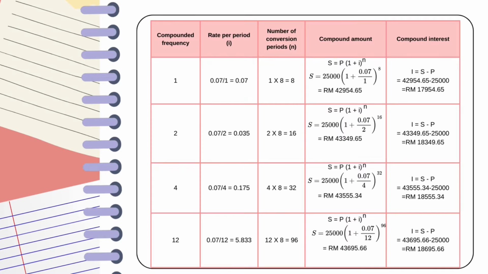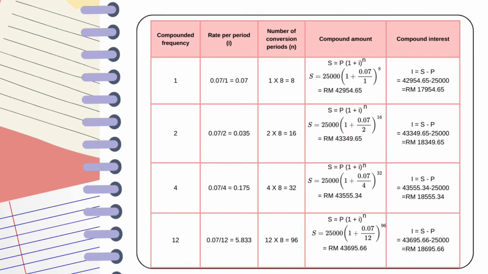For question 5 Roman, we need to find the compound interest or interest amount, which is capital I. The suitable formula for this question is capital I equals S minus P. For annually, capital I equals 42,954.65 minus 25,000. The final answer is 17,954 ringgit 65 cents. For semi-annually, capital I equals 43,349.65 minus 25,000. The final answer is 18,349 ringgit 65 cents.